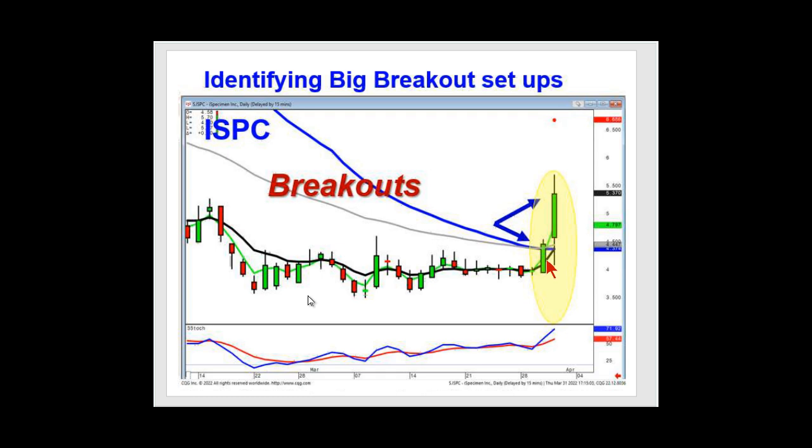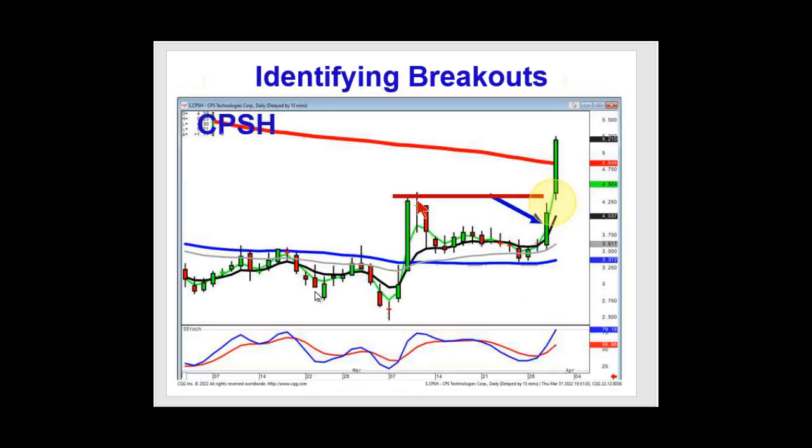So we can identify something big happening and then be ready for what happens the next day. CPSH, your slow curve breakout, opens positive. Now, if you're leery about going after something after it's moved pretty big, very simple process.